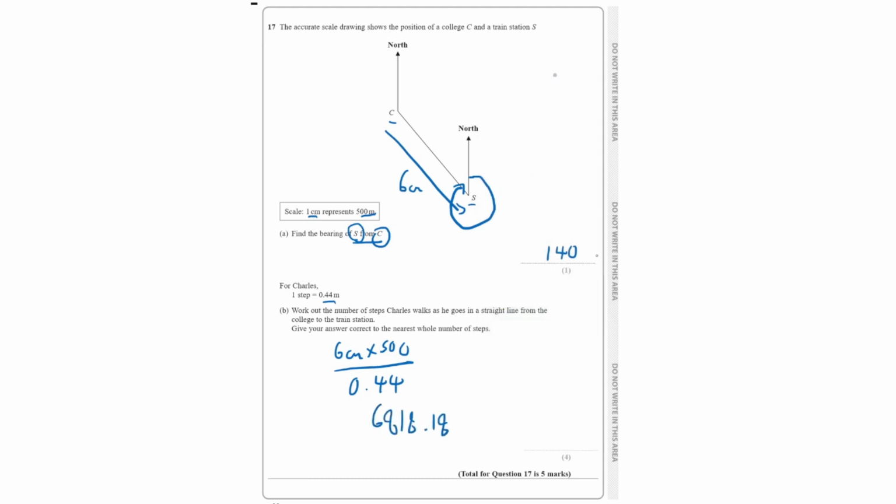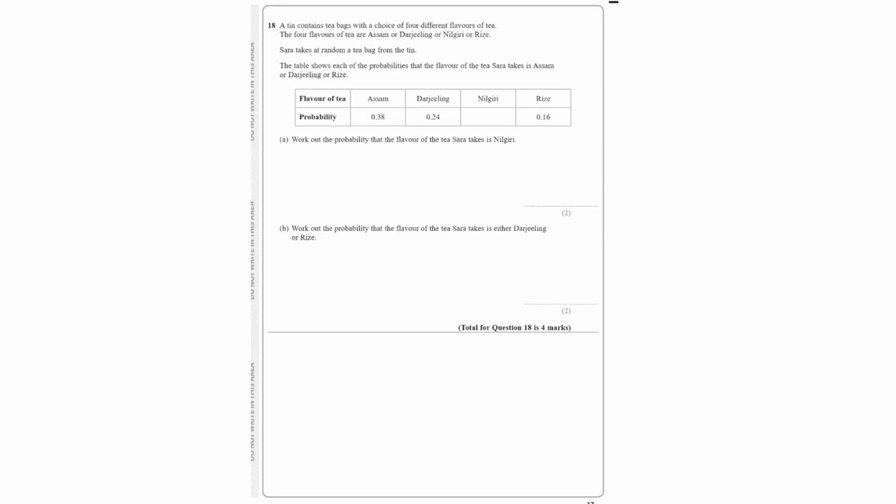6,818.18. However, the answer has to be correct to the nearest whole number of steps. Since this is the nearest whole number, we have to look at the value after that, which is 1. And we follow the rules 1, 2, 3, 4, round down. 5, 6, 7, 8, 9, round up. And since 1 is between 1 and 4, we simply round down. So our final answer is 6,818 steps.